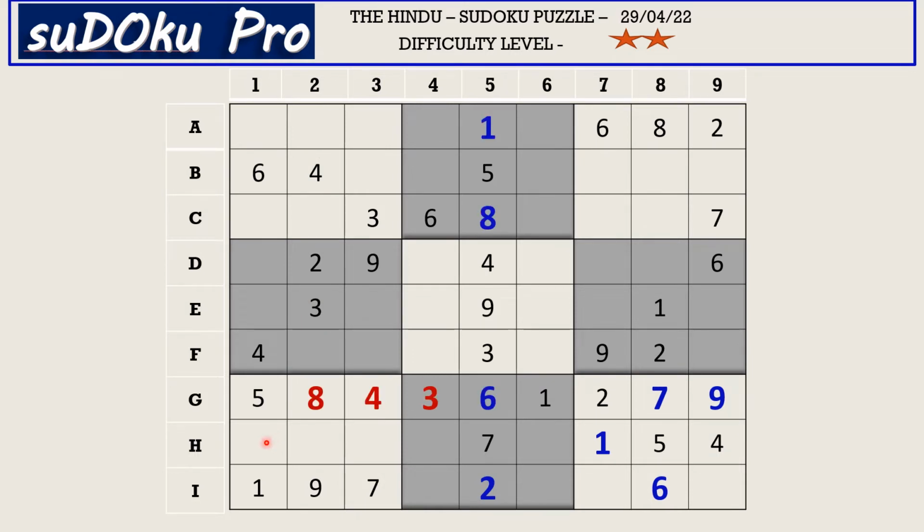Now in the seventh block there are only 3 empty cells and the missing numbers are 2, 3 and 6. There are 2 and 3 in column 2 blocking the cell. So H2 takes 6. Now the missing numbers are 2 and 3. There is a 3 blocking from here. So H3 takes 2 and H1 takes 3.